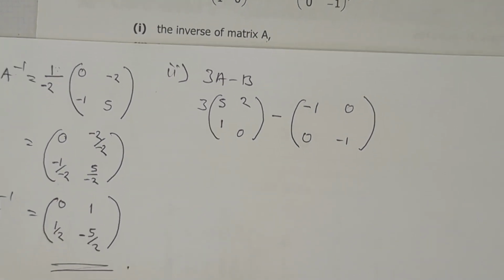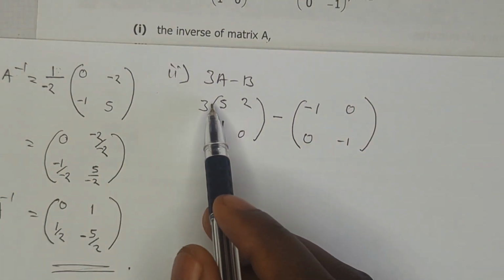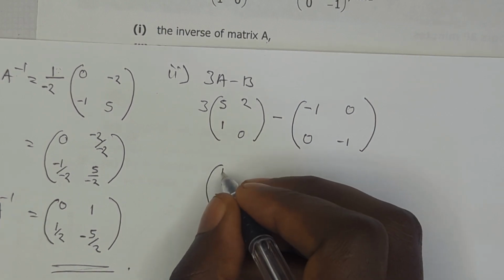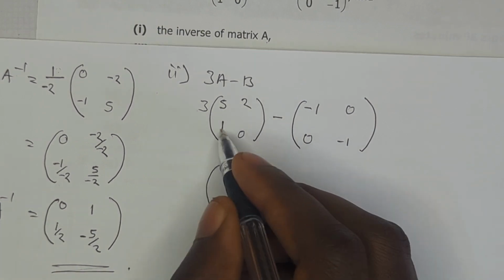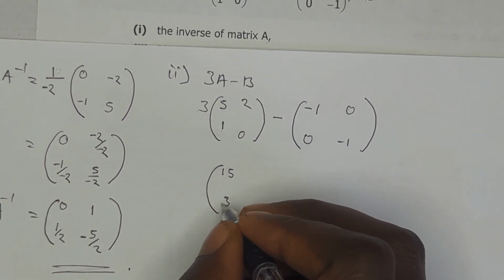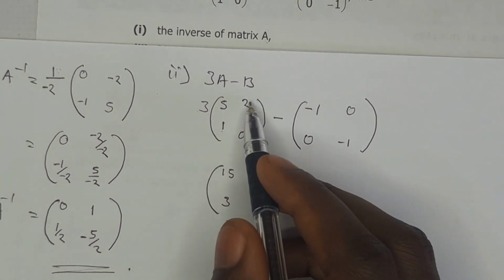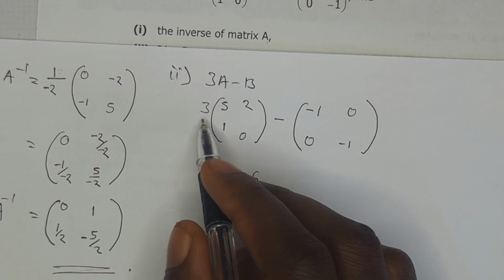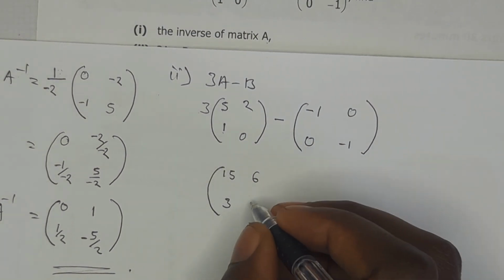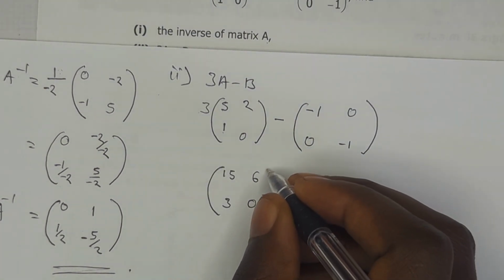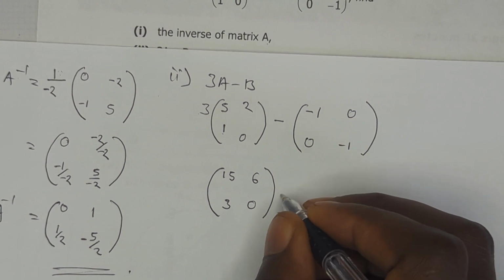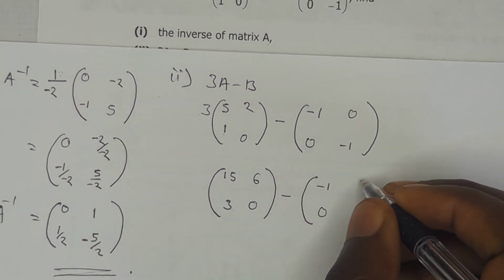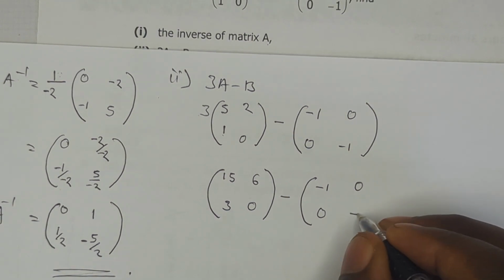So on this part here, 3 multiplied by 5, this is 15. 3 multiplied by 1, this is 3. 3 multiplied by 2, this is a 6. 3 multiplied by 0, this is a 0. Minus, here we have negative 1, 0, 0, negative 1.